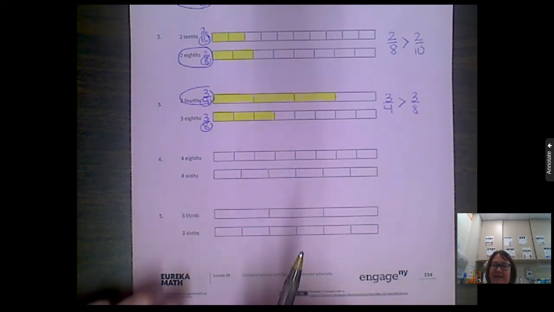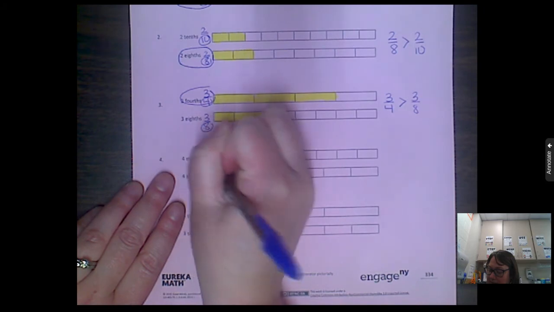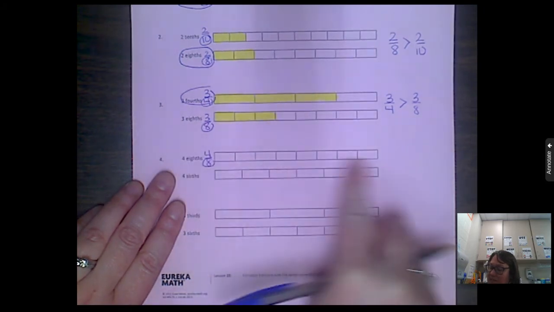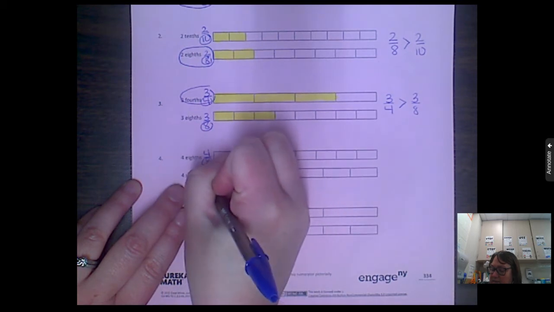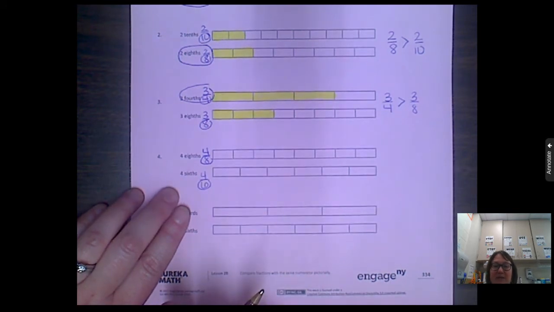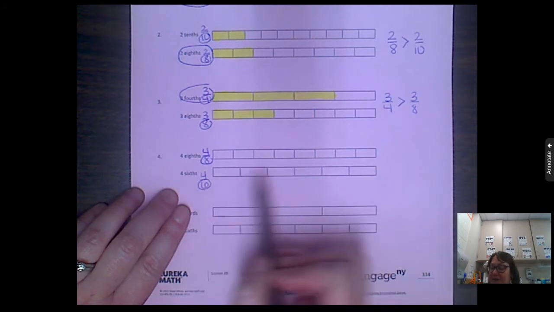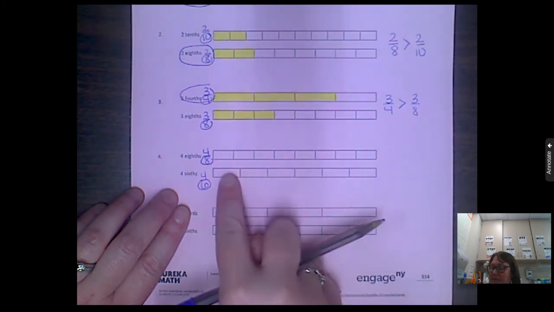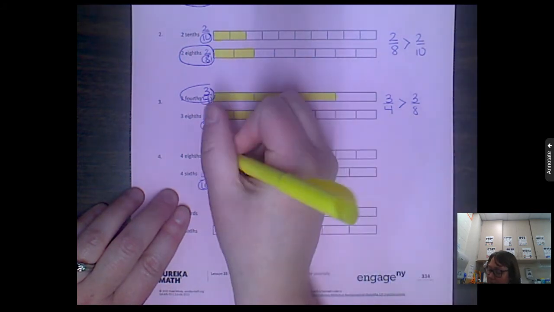All right, guys, let's see how we did. So the first one was 4/8. That means our picture is split into 8 equal pieces. And then 4/6. This one is split into 6 equal pieces. They both have 4 for the numerator, the number on top. So we look at our denominator. The smaller the denominator, the bigger the piece. So the 6 should be bigger, right? So did you shade in 4 of each?